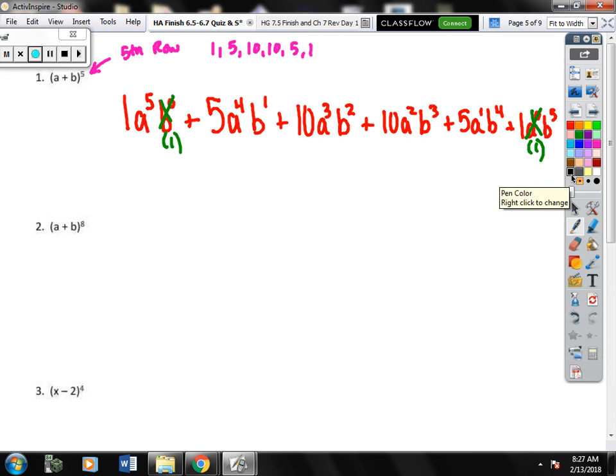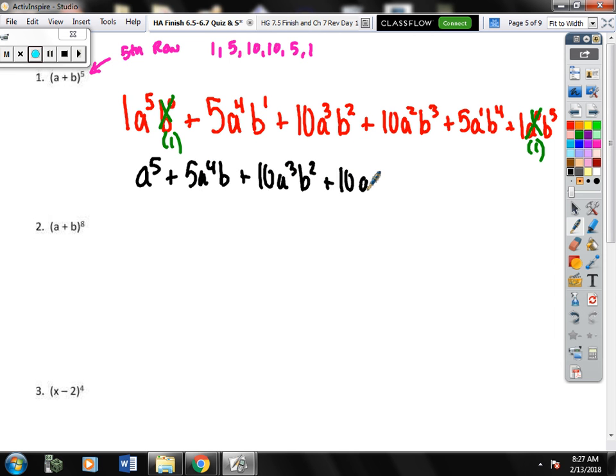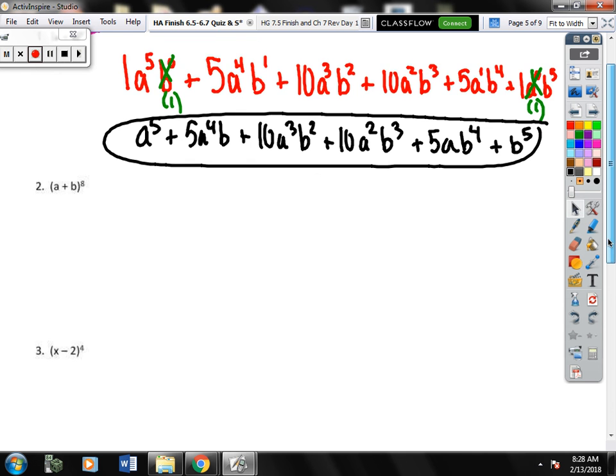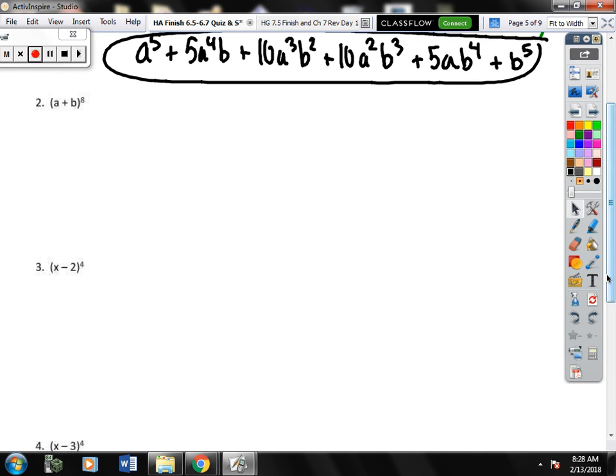So our final answer would be a to the 5th plus 5 a to the 4th b plus 10 a cubed b squared plus 10 a squared b cubed plus 5a b to the 4th plus b to the 5th. See if you guys can try number 2, and then we're going to make it a little bit harder on number 3. So this one is our 8th row.